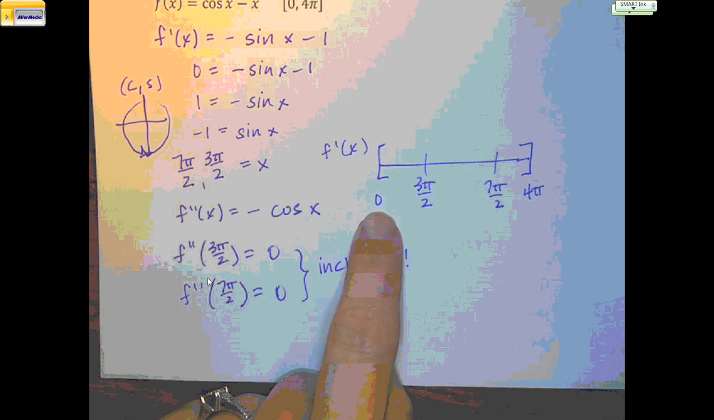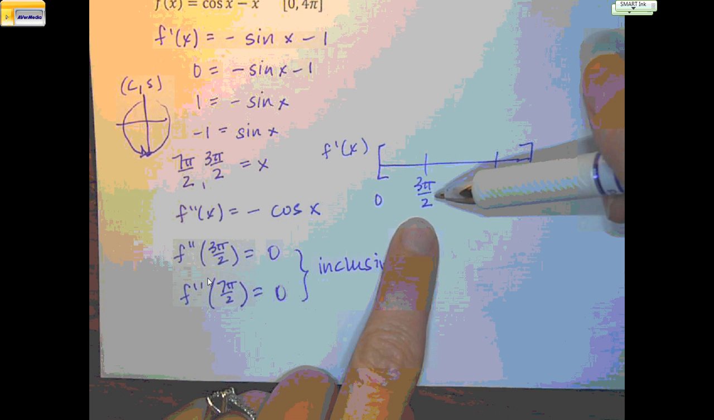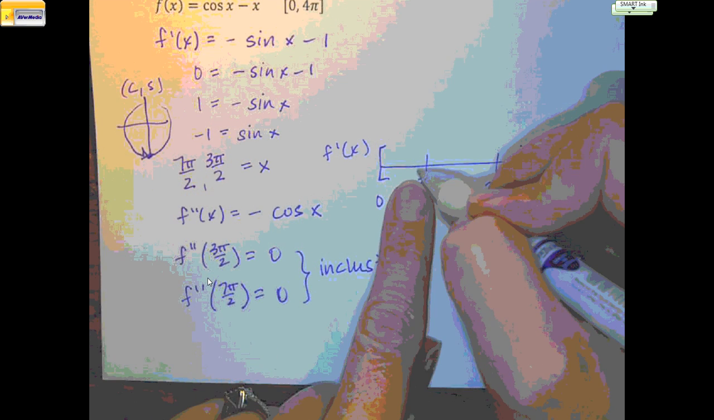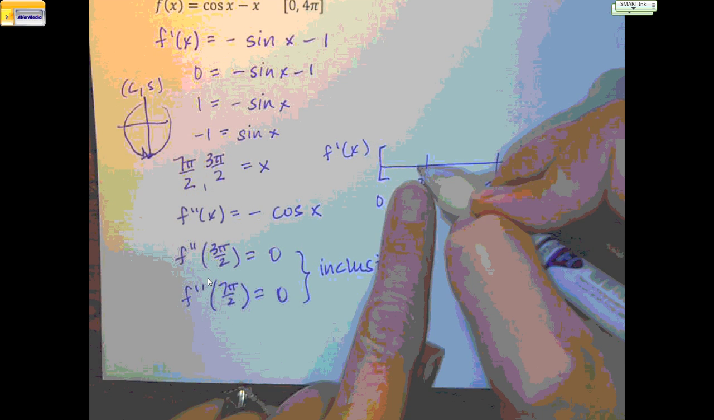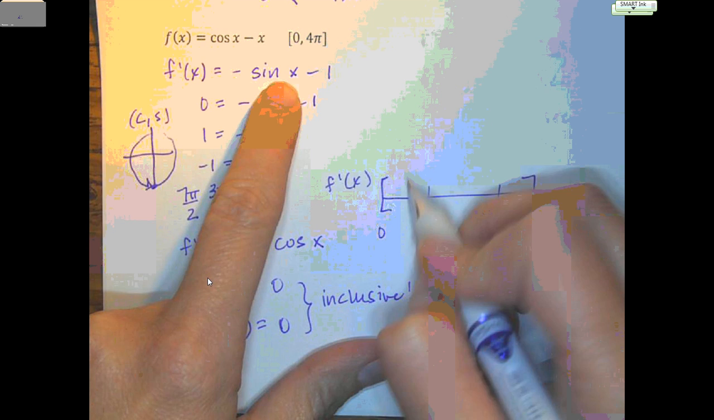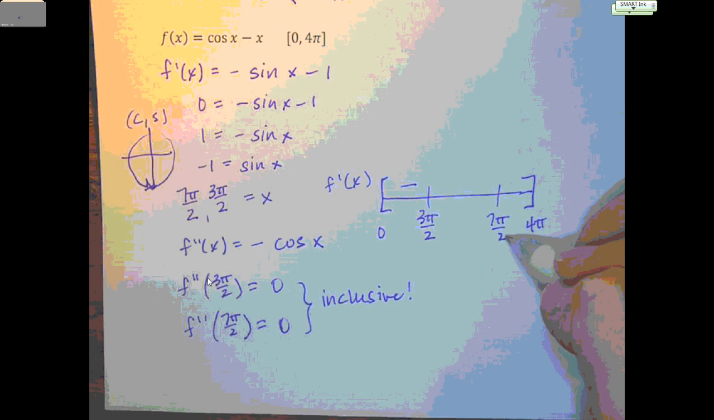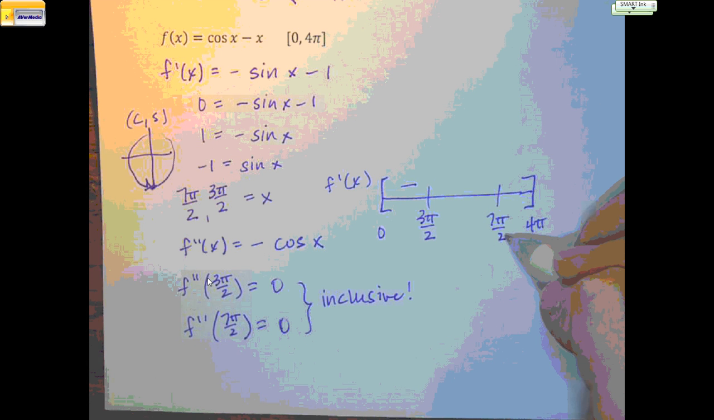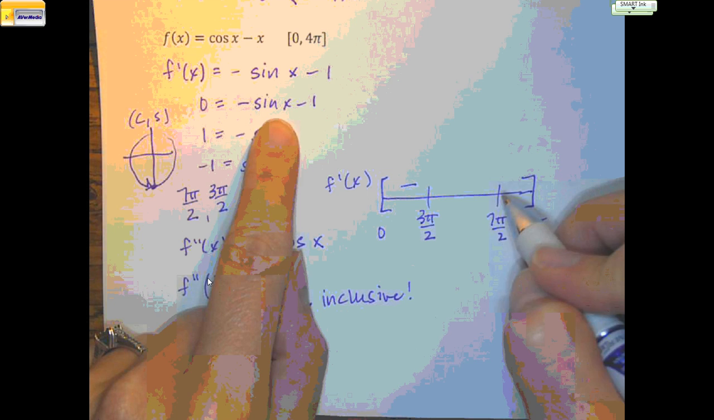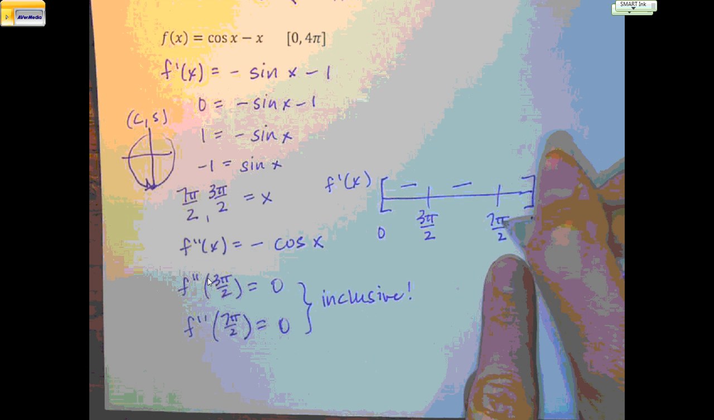We need something easy to plug in between 0 and 3 pi over 2, or 0 and 270. Pi over 2 or pi would be easy. Let's do a pi, why not? Take a pi, plug it into the first derivative. Sine of pi is 0, minus 1 is a negative. What's the number between 3 pi over 2 and 7 pi over 2? 2 pi, sure. So if I take 2 pi and plug it in, don't I get 0? Minus 1 is a negative. What about between 7 pi over 2 and 4 pi?